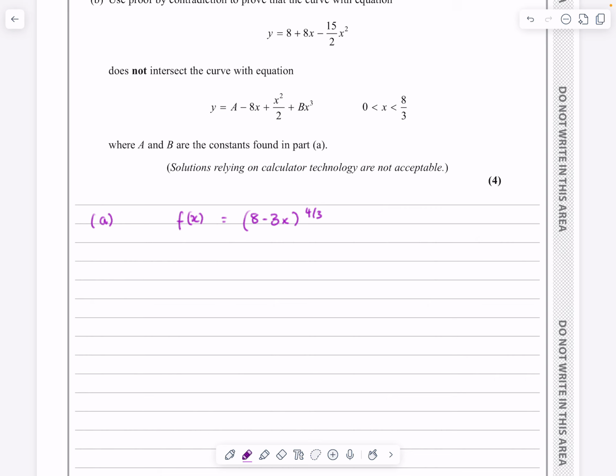We know that we can't do it like that. We need to take that 8 out. We want 1 minus, in this case, 3x all over 8 if I've taken the 8 out. And just importantly, I haven't taken 8 out, have I? I've taken 8 to the 4 over 3 out. That shouldn't catch you out. You should have lots of practice of this. 8 to the 4 over 3 is 16, and then I've got 1 minus 3x over 8, all to the power of 4 over 3.